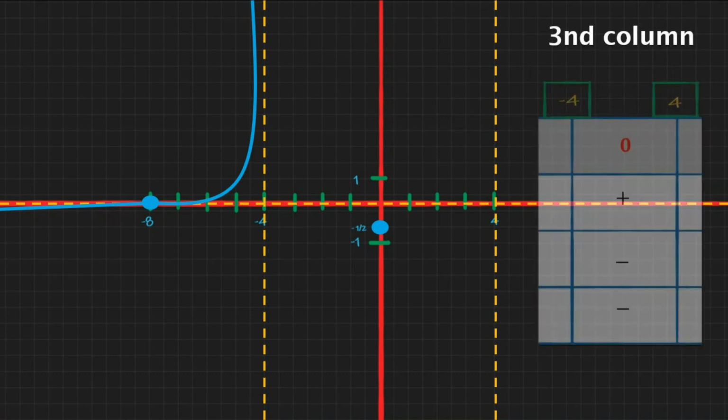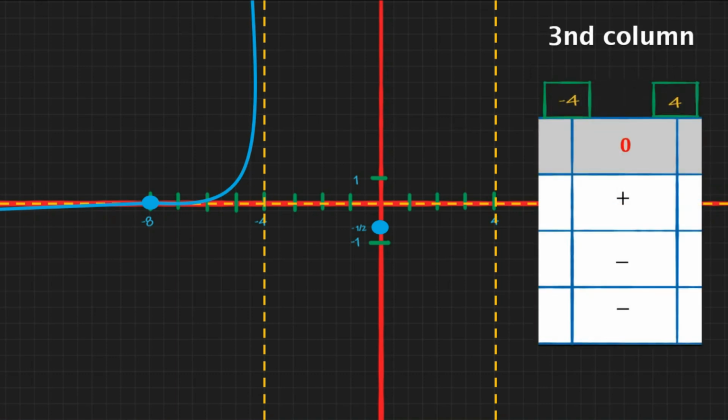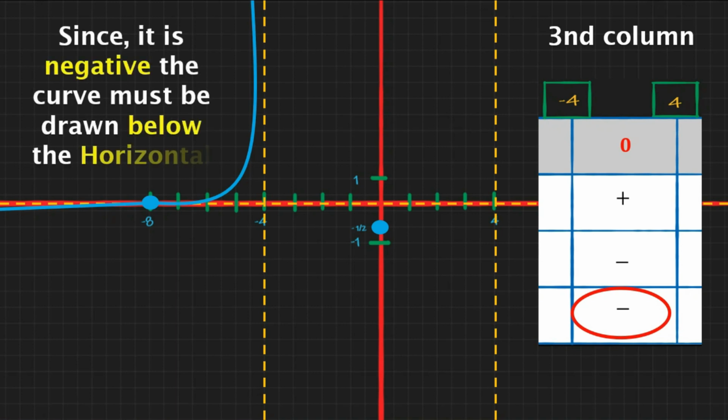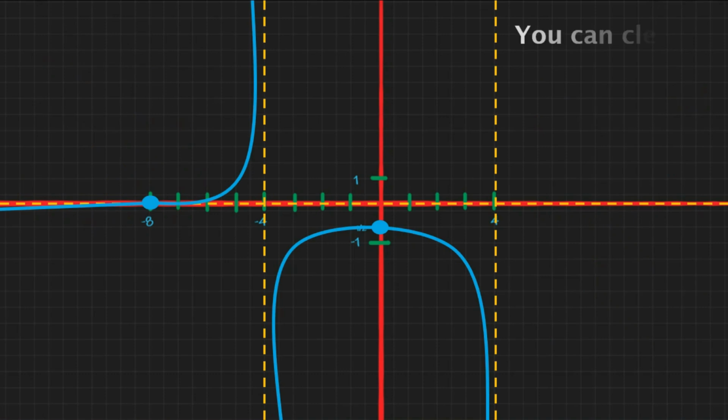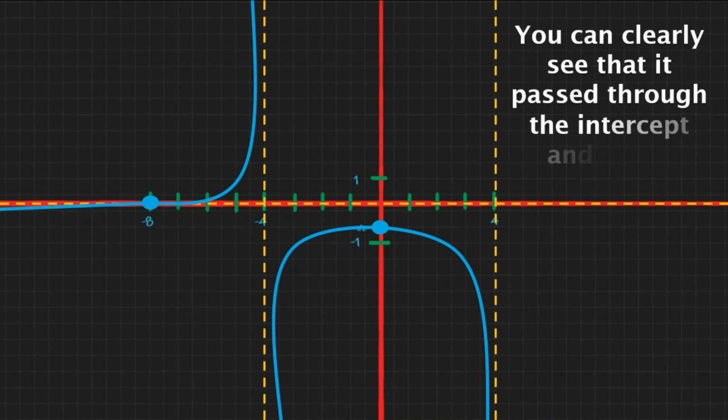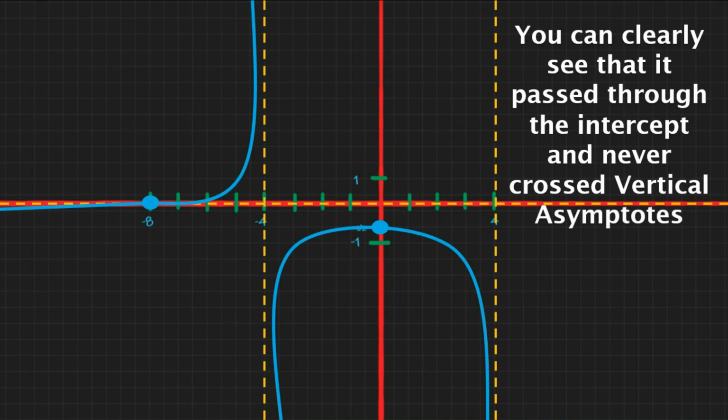Third column, from -4 to 4, the answer is negative. Definitely, the graph must be drawn below the horizontal asymptote like this. Ganyan dapat ang graph kapag may dalawang boundaries na humaharang. Makikita rin dito na ang graph ay dumaan sa y-intercept, ngunit hindi lumampas sa kahit anong vertical asymptote.